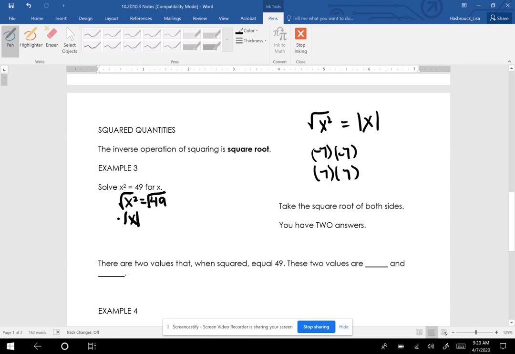So when we show our work, we want to make sure you have the absolute value of x equals 7, and then we'll break it up, showing x is equal to a positive 7 and x is equal to a negative 7. Okay, there are two values that, when squared, equal 49. These two values are positive 7 and negative 7.